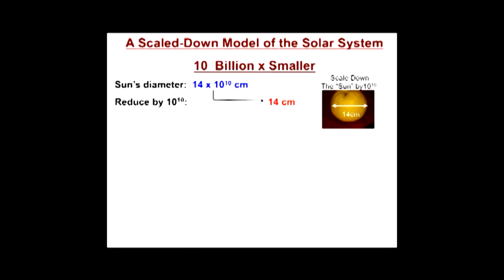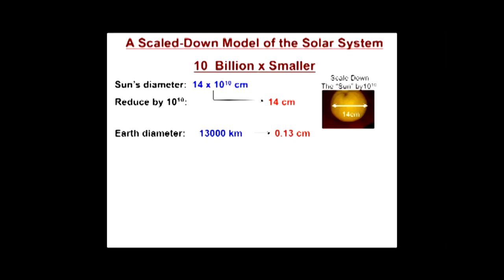And now you could ask, with this as the sun in our model solar system, how big would the Earth be? Well, the Earth is 13,000 kilometers across in diameter. Divide by 10 to the 10, and you get 0.13 centimeters, a tenth of a centimeter. Well, I don't have a bead as small as a tenth of a centimeter because you wouldn't be able to see it.